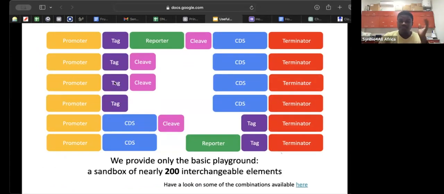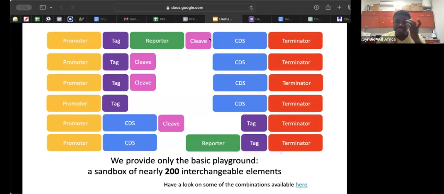Right. So as I said from the beginning, you need a promoter, you need RBS, you need a tag, you need a reporter, you need a cleavage, you need coding sequence, you need a terminator. Now you realize that your promoter, so here I just basically assume that the RBS is at the end of the promoter. That's why you don't see RBS in here, right? I just assume that the RBS is at the end of the promoter, right?